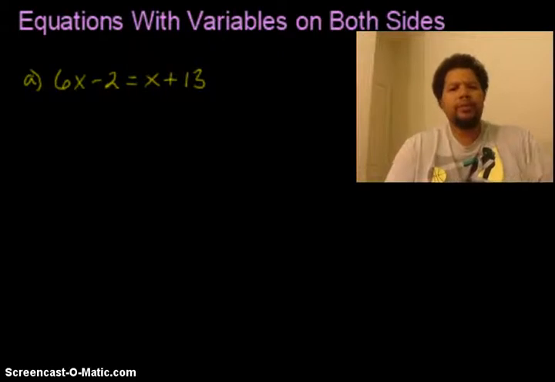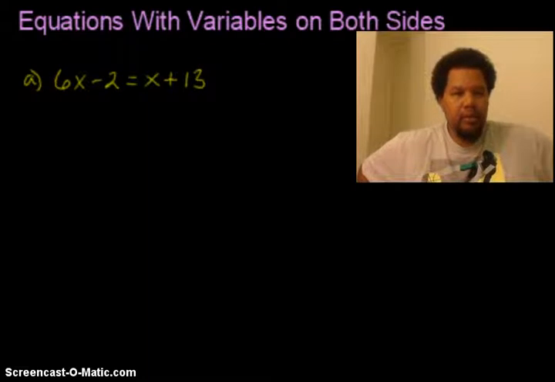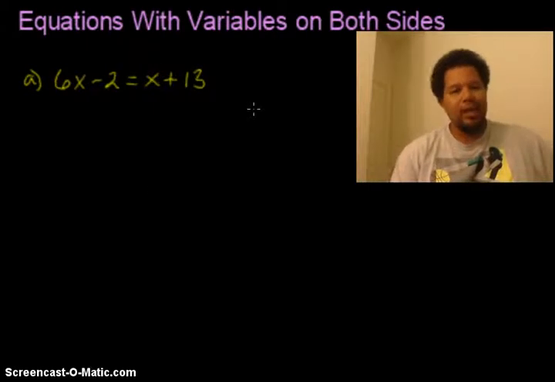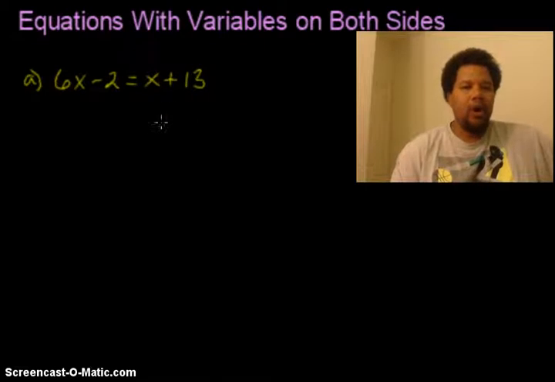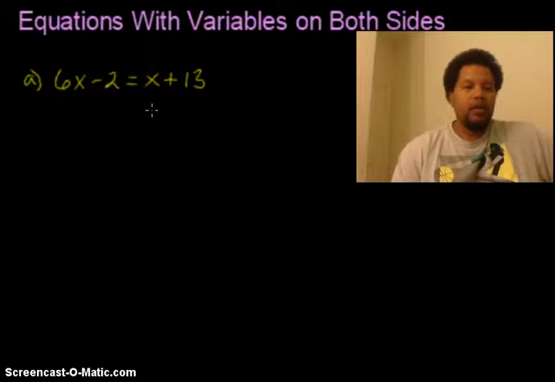Okay, so solving equations with variables on both sides. It's still the same strategies, procedures, and techniques. We still want to isolate our variable, but what's different is that we have a variable on both the left and the right side. So ideally we want to get the variables all on one side before we can start isolating our variable. We're still going to be using properties of equality and inverse operations.